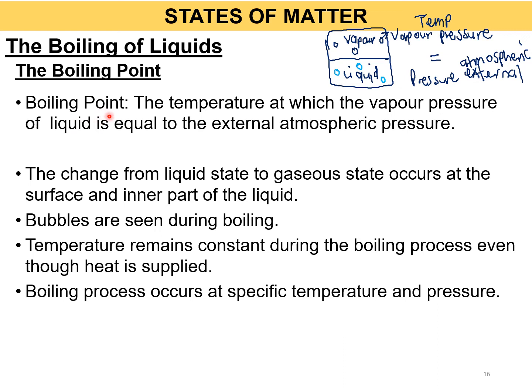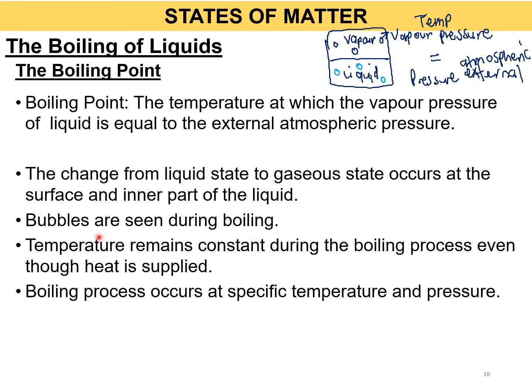Okay, so the boiling of liquids ni, it happens bila liquid state ni dia change to gas state. Dia berlaku dekat surface and also the inner part of the liquid. So that's why bila dah liquid tu boiling dan menggelegak, itulah that's why you boleh nampak ada bubbles keluar bila dia tengah menggelegak.